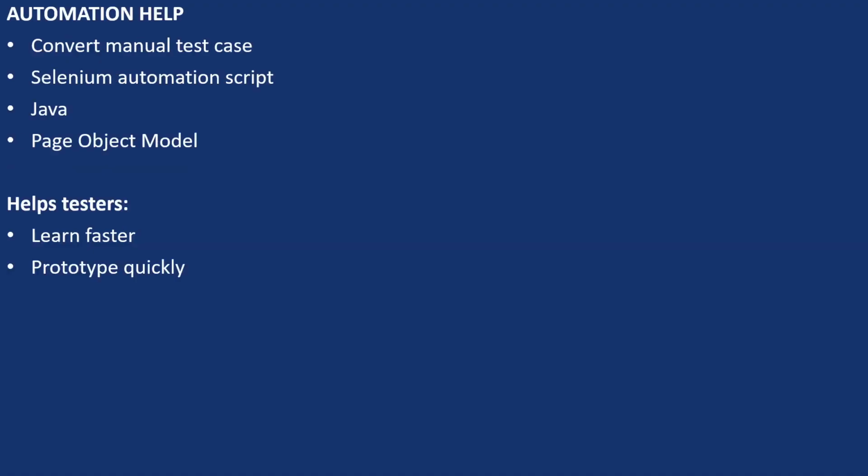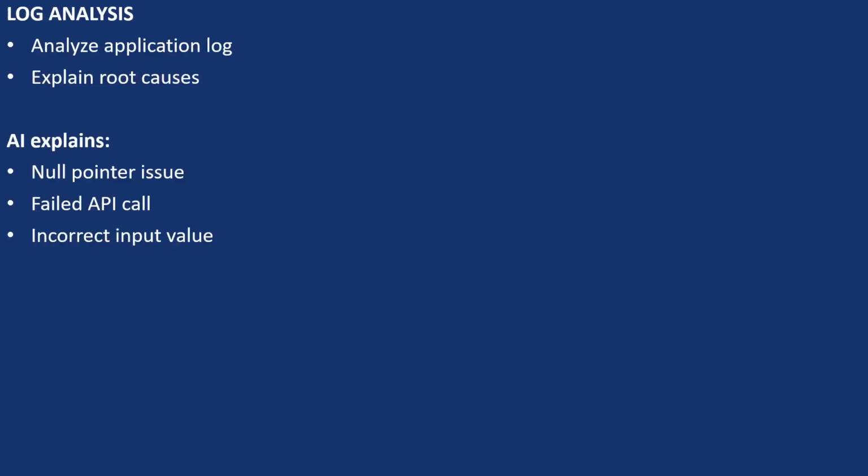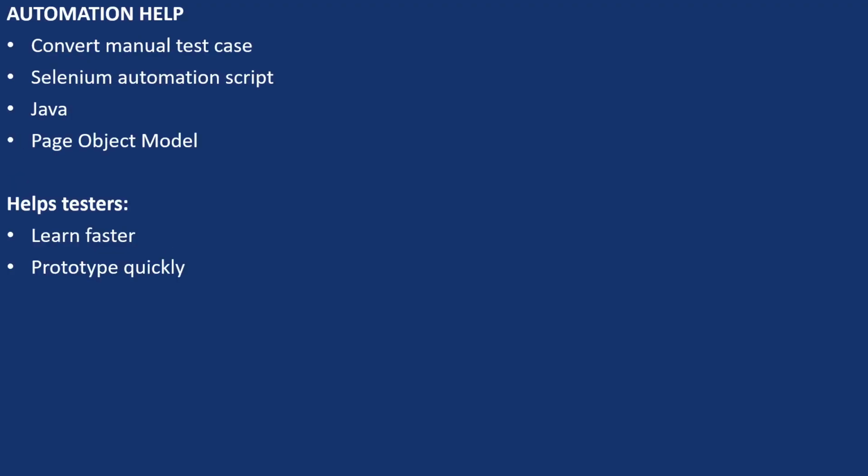Now, if you have a manual test case, use AI to convert it into automation code. You can say: convert the following manual test case into a Selenium automation script in Java using page object model. AI will generate example automation code. This helps testers learn faster and prototype scripts quickly. You don't need to be an automation expert to get started. A clear prompt does the heavy lifting.